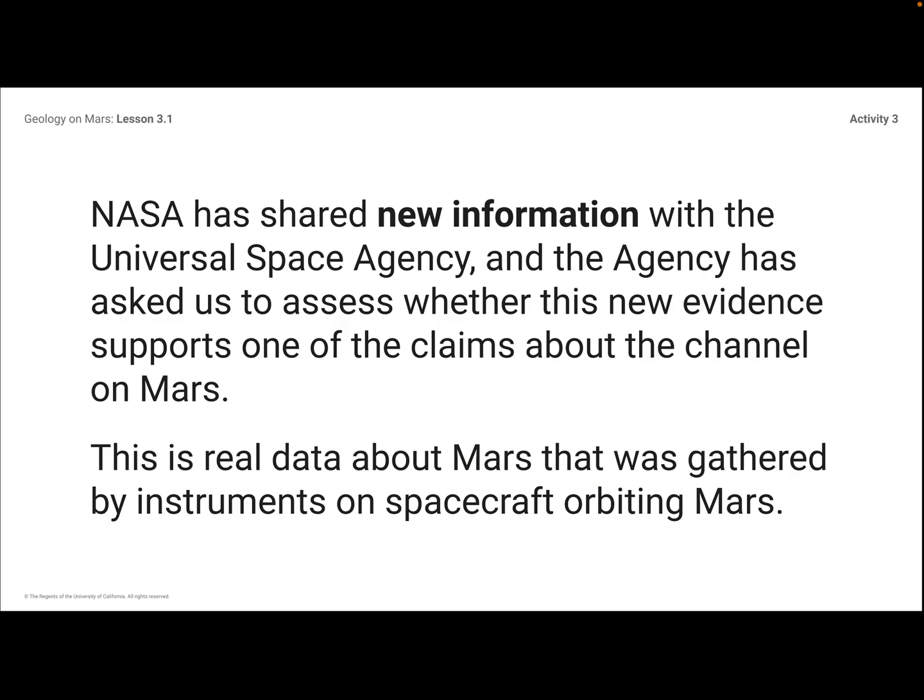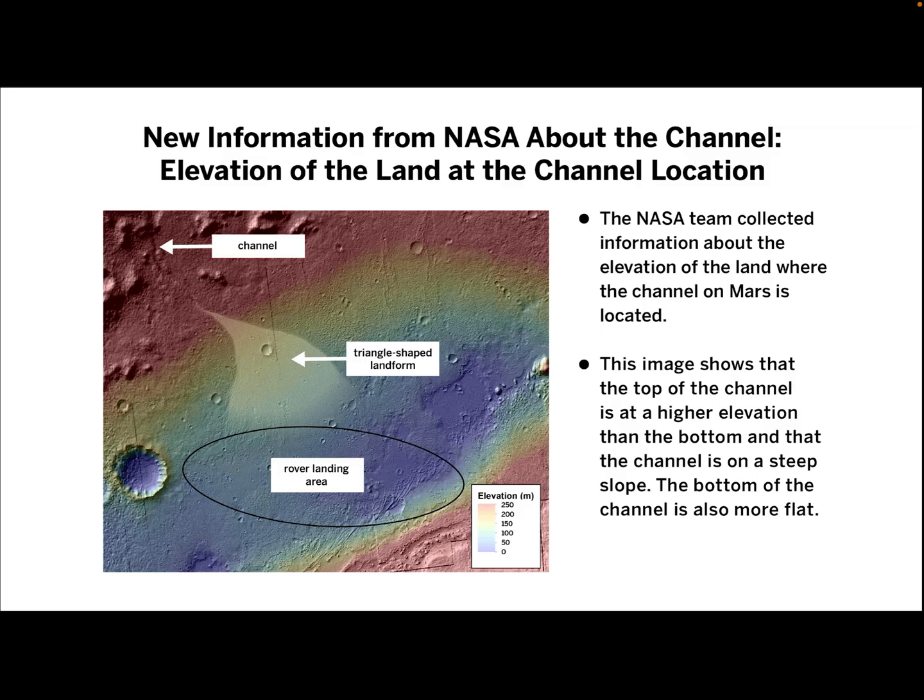And in all seriousness, this is real data about Mars that was gathered by instruments on spacecraft orbiting Mars. So we speculated about the elevation, but this detailed information, I'm going to let you guys pause and read those bullet points. This actually shows us that, yes, what we had thought to be true is actually true. There is a much higher elevation for the channel and surrounding area. So all of that in red is 250 meters above all the blue. So what does that mean? It means that whatever formed that channel moved from the top down, okay?